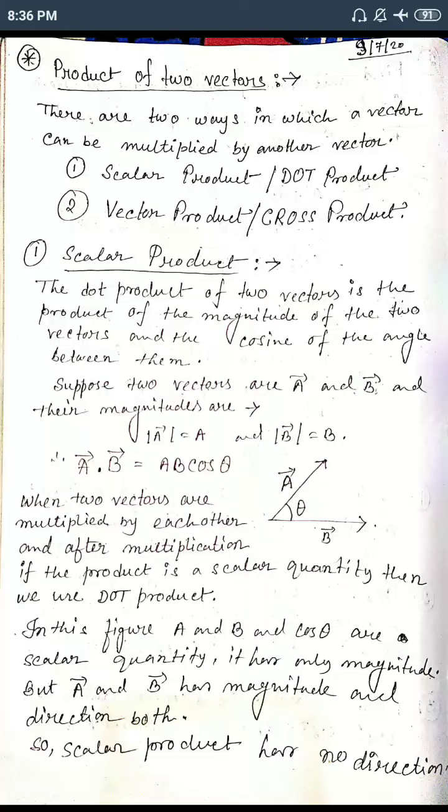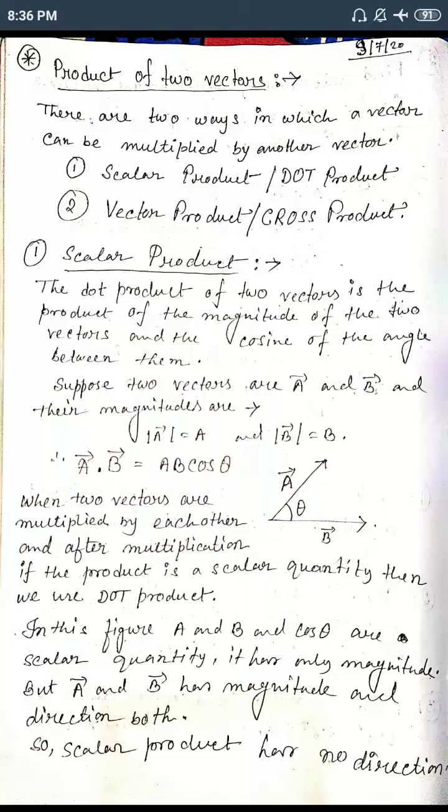The product of two vectors we can express, or perform, in two ways. Number one is the scalar product or dot product. Number two is the vector product or cross product. Why do we give these names, scalar product and vector product?